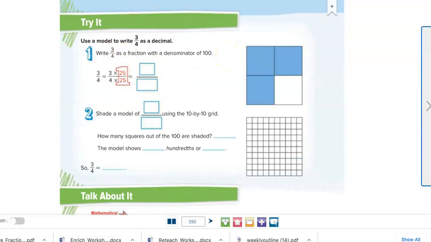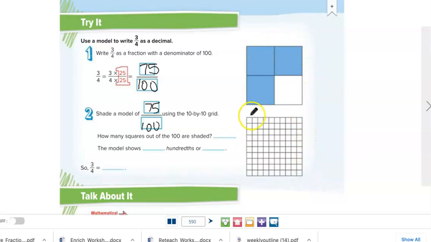All right, we're going to use a model to shade in 3/4 as a decimal, or to get 3/4 to 100 or to base 10. 4 does not go into 10, but I know 4 can go into 100. So what I'm going to do is think, what do I multiply 4 by to get to 100? Well, I know 4 quarters makes $1. So quarters is 25. So 3 times 25 is 75. So we're going to shade in a model of 75/100ths using this grid.